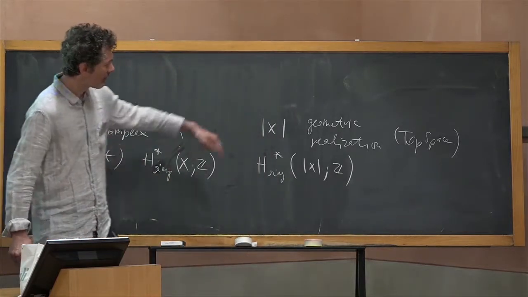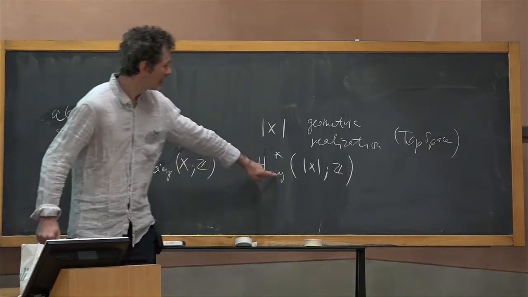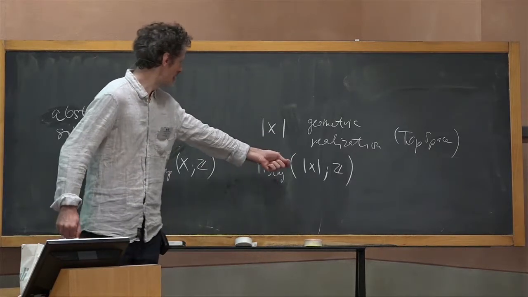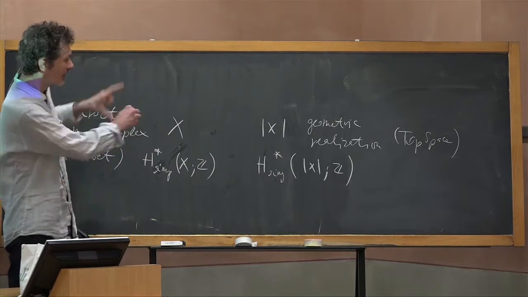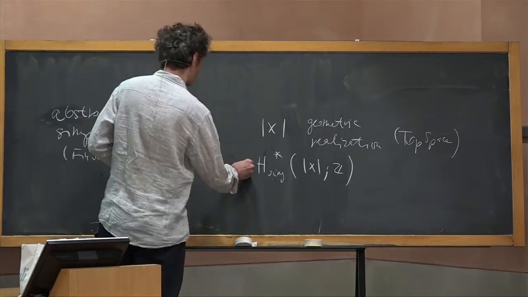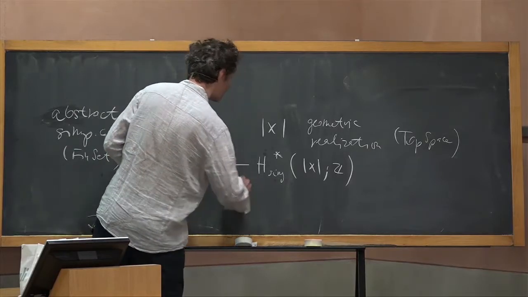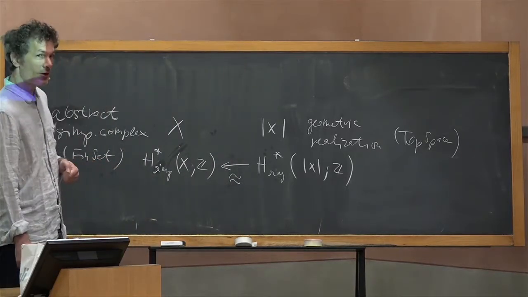And there's a natural map here, because if you have a singular co-chain, then you can evaluate it on any kind of singular simplex. So you can evaluate it on these big geometric simplices. So there's a map going this way. And this turns out to be an isomorphism. But this is hard to prove.